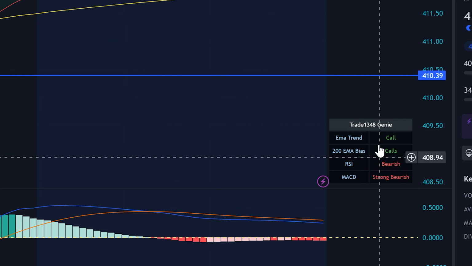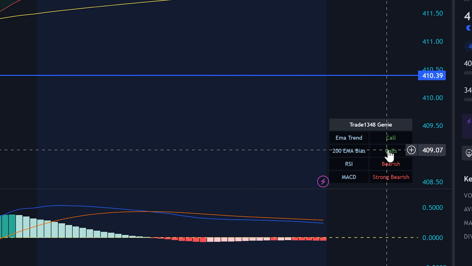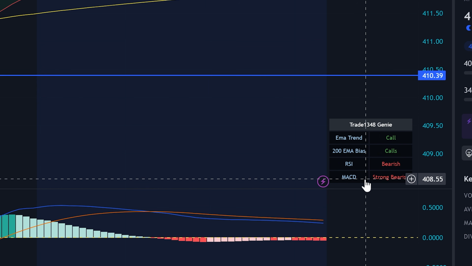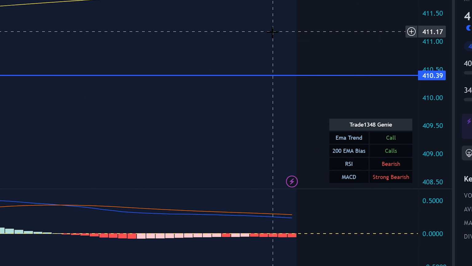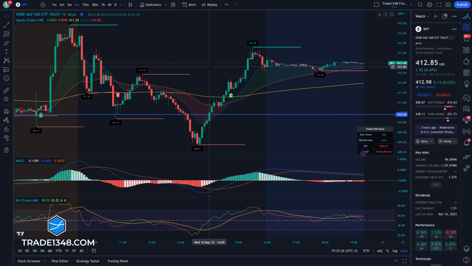Yes, and what we have here is a very simplistic trade, 1348 Genie. EMA trend is calls, 200 EMA bias calls, RSI is bearish, and MACD is bearish. Now, why? In this moment in time, after hours, we are bearish. RSI did break below its moving average. So this Genie here simplifies the trade and gives you a little more insight as to what 1348 is. But now we're going to take it a step further. I want to show you guys.